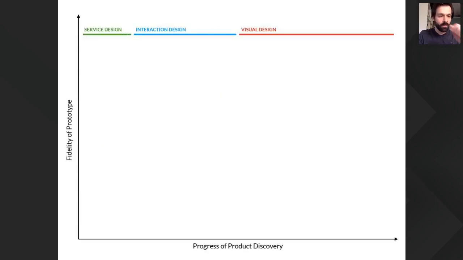So, when we go over to what kind of prototypes and what level of fidelity should be implemented in these phases, we can draw a graph, and the x-axis over here represents the progress over time within your product discovery, and the y-axis represents the fidelity of the prototype. So the higher the element will be on the y-axis, the higher your fidelity would be. So if we go over to the prototyping in the first phase, that would be a so-called low fidelity prototype in the service design phase.